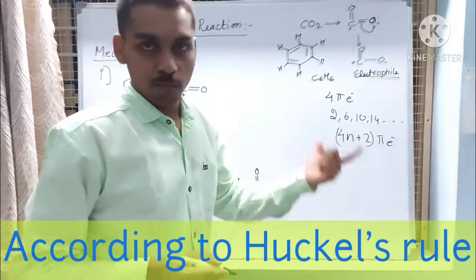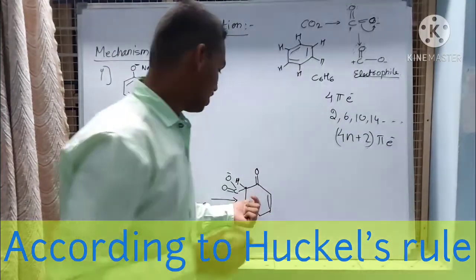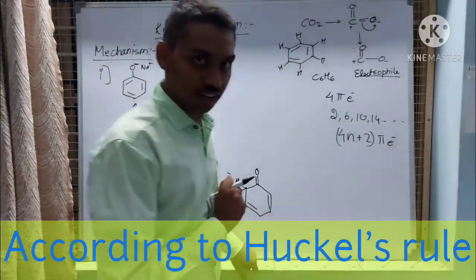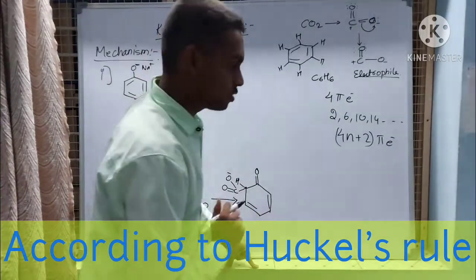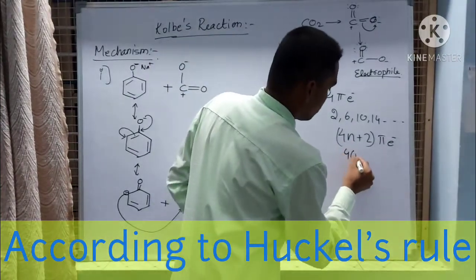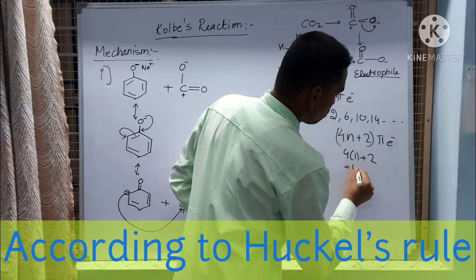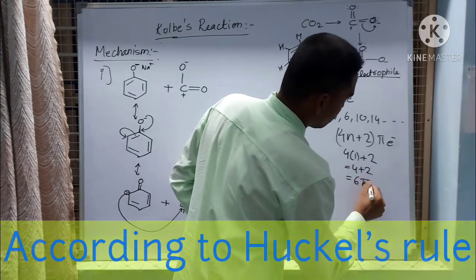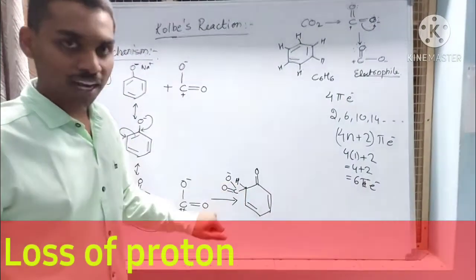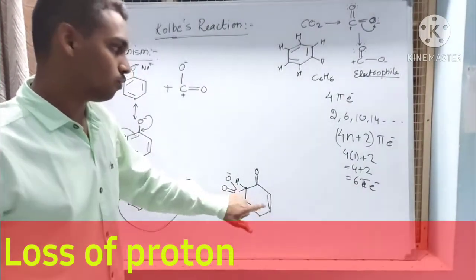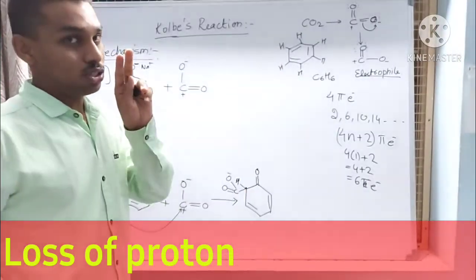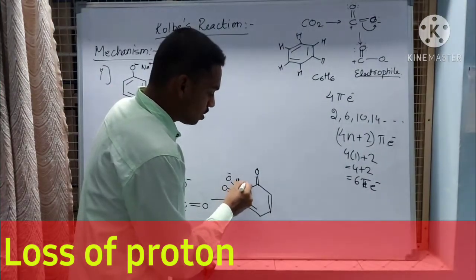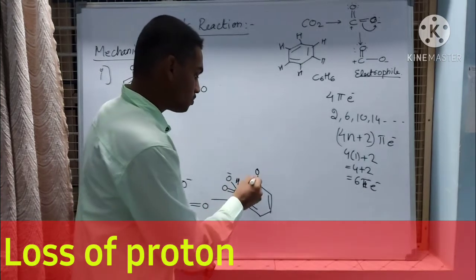be called aromatic. But here, see, if I have one ring, with n equal to 1, 4 plus 2 is 6 pi electrons. Am I having 6 pi electrons? No, I am having 2 plus 2, 4. So I am short by 2 pi electrons. So what this hydrogen will do is, it will give away its electron here.